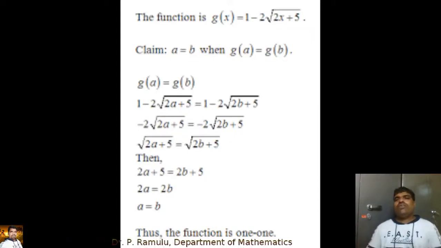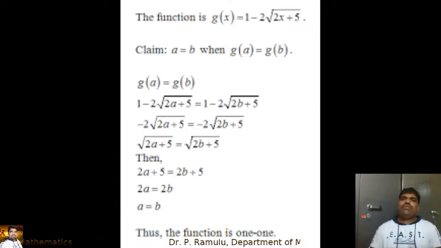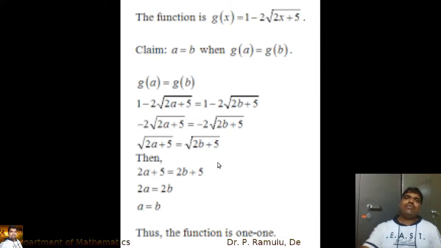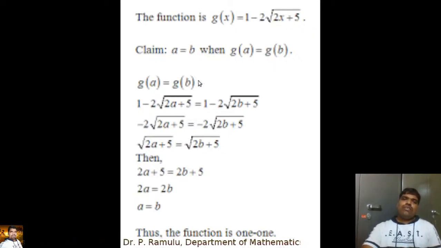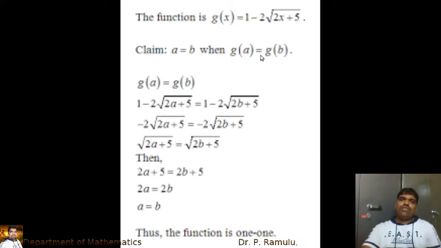Okay, how will the function work? Take g of x equal to 1 minus 2 root x plus 5. I take a and b, and assume g of a equal to g of b. Then I want to show that a equal to b.